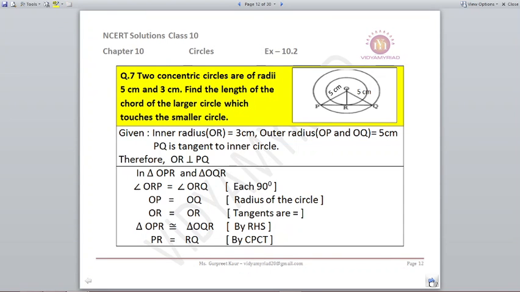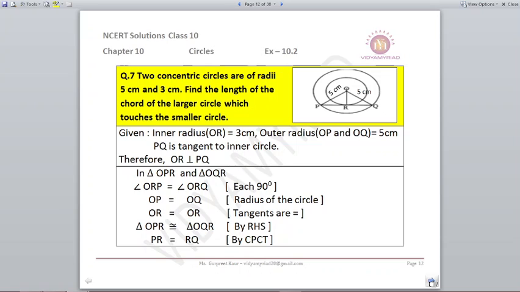Question 7. Two concentric circles are of radii 5 centimeters and 3 centimeters. So that means for the inner circle the radius is 3, and for the outer circle the radius is 5. Find the length of the chord of the larger circle which touches the smaller circle.